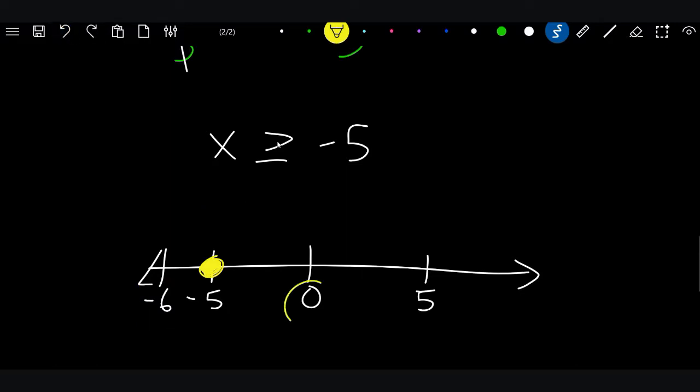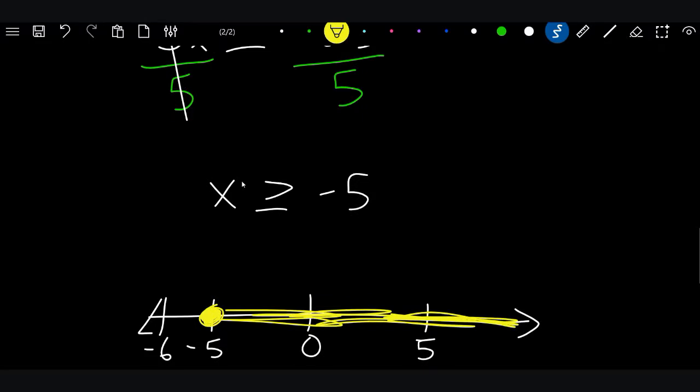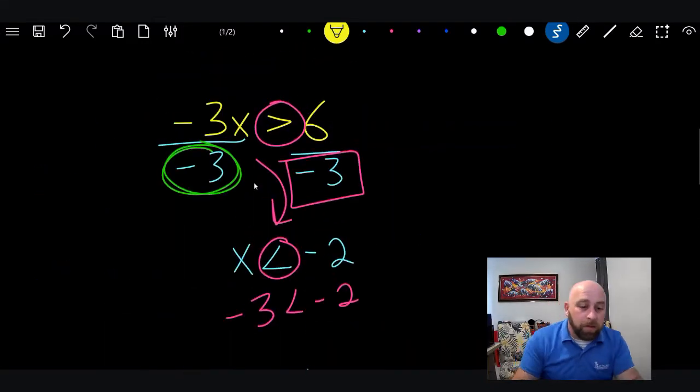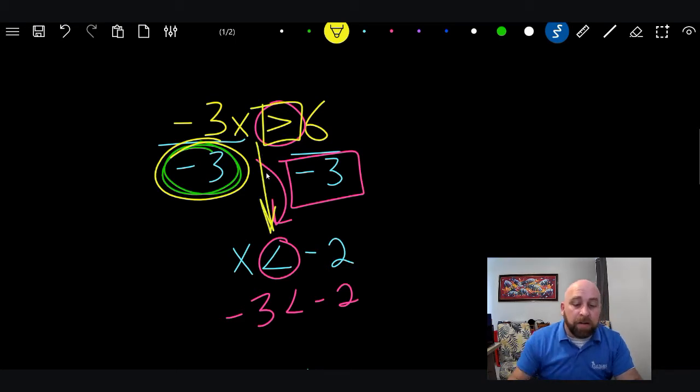And now we can test this side. We'll just plug in 0. 0 is greater than or equal to negative 5. Yes, 0 is greater than negative 5. So we would go to the right on this one. Okay? And those are the solutions there. Make sure you remember how to do the open and closed dot. Make sure you remember how to test the points. And really the only change in this lesson is that if we ever multiply or divide by a negative number, like when we divided by negative 3, we have to flip that sign. That was a greater than, now it becomes a less than.